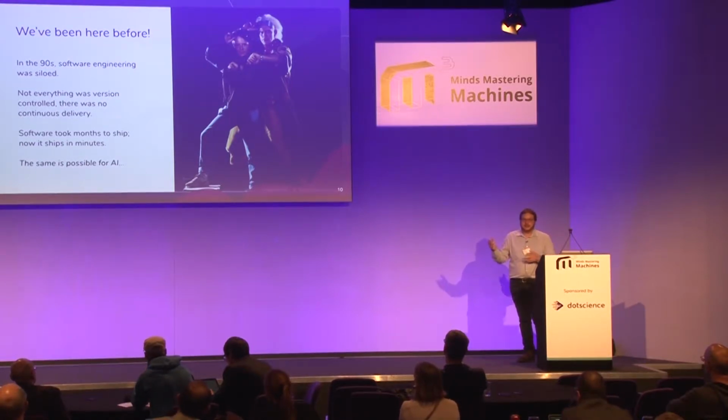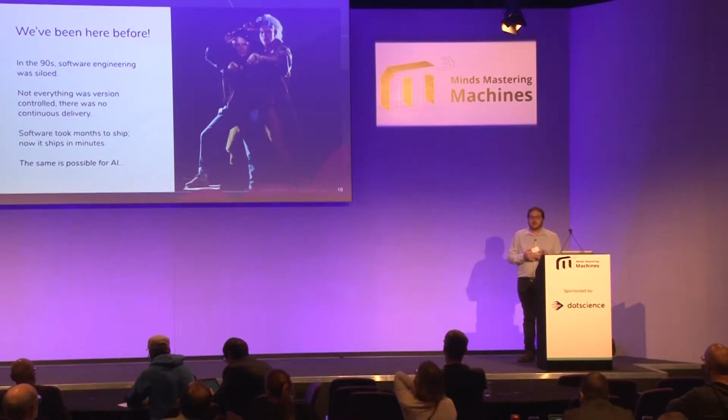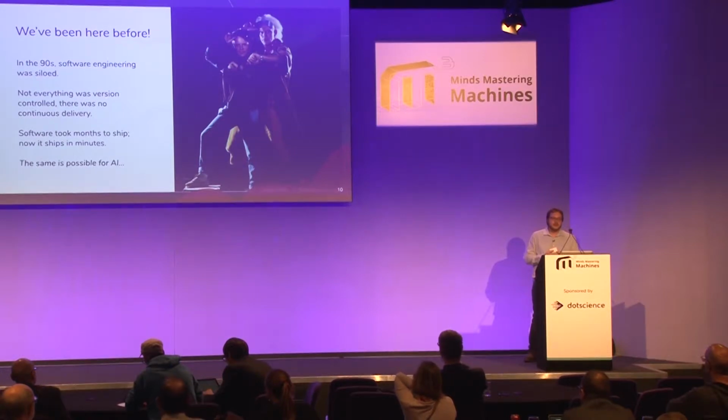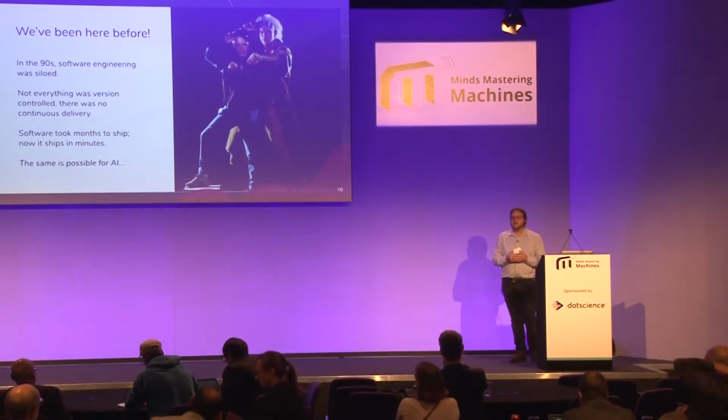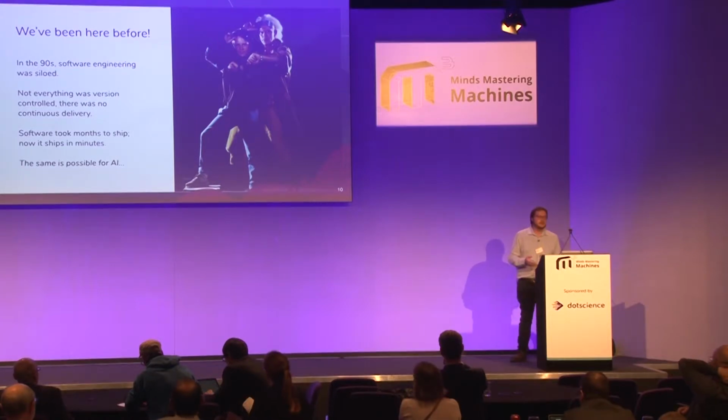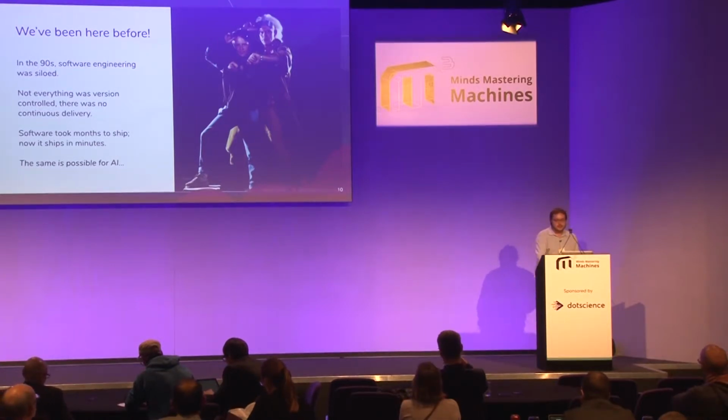People were emailing tarballs and patches around, and then manually having to integrate things. And there wasn't a notion of continuous delivery, let alone continuous integration. And this meant that software took months to ship. And now, in 2019, software can ship in minutes. And the same kind of paradigm shift is possible for AI.